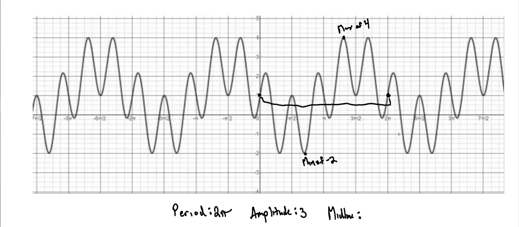Midline should split it right in half. So basically I need a line that I go 3 above it, I hit my maximum, 3 below, I hit my minimum, and that's actually y equals 1. If I go up 3 from 1, I'm at my maximum. That's my amplitude, right? My amplitude is 3. I'm going up 3 to hit my maximum, and I'm going down 3 to hit my minimum. So the midline would be y equals 1.